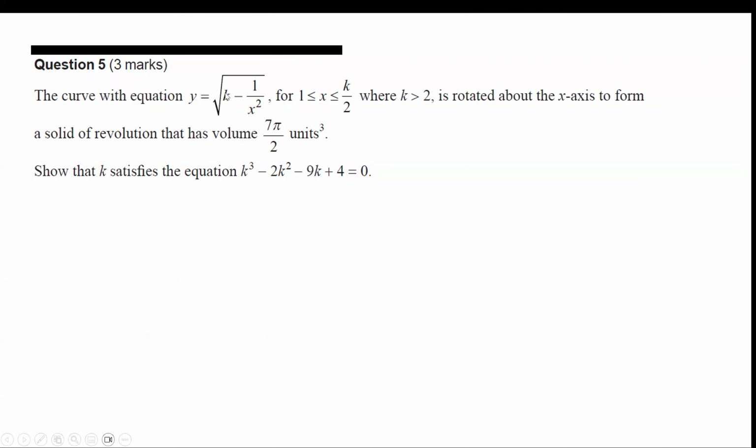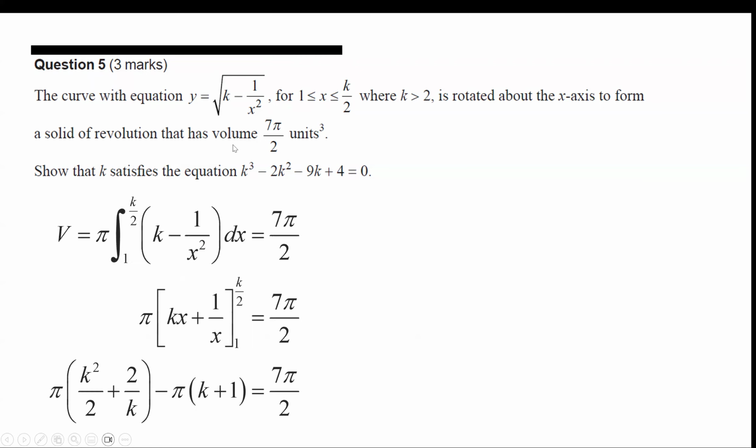What you're going to do is first identify the term involved. It's not the area, and it's not the surface area by rotation. It's the volume of revolution, so you need to apply the correct formula: pi y squared dx with the limits 1 to half k. Once you square the y, you get rid of the square root. This whole thing will be equated to 7 pi over 2.